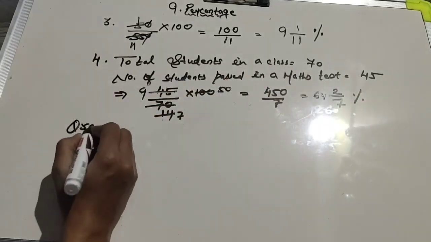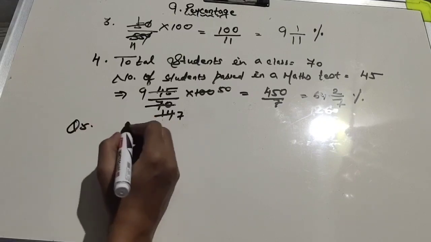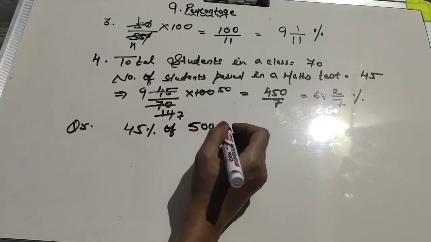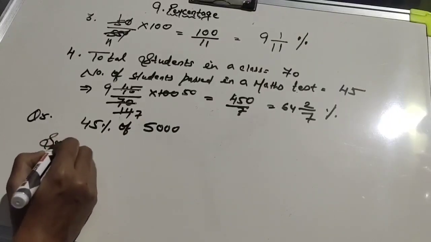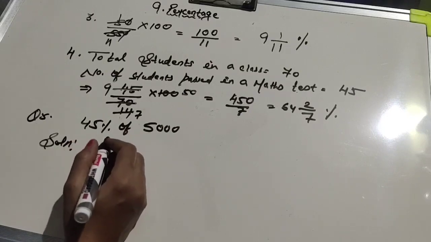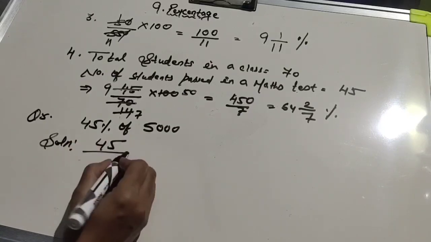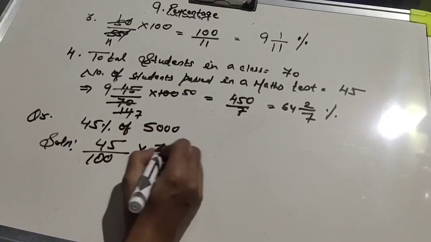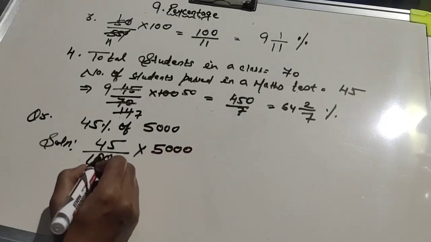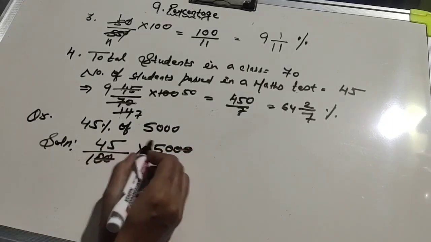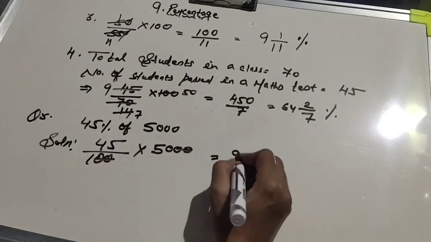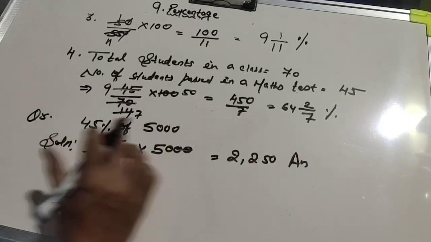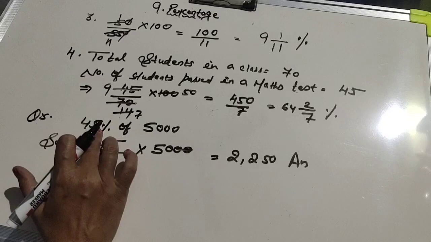Clear? Now question number 5 is given: find 45 percentage of 5000. Here the percentage sign is given, so 45 by 100 we will write, because percentage sign means by 100. Multiply with 5000, the 0 0 we will cut. 45 multiply with 5, 2250 is your correct answer.